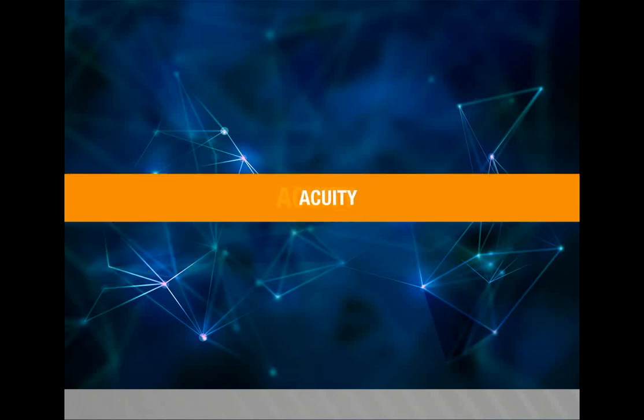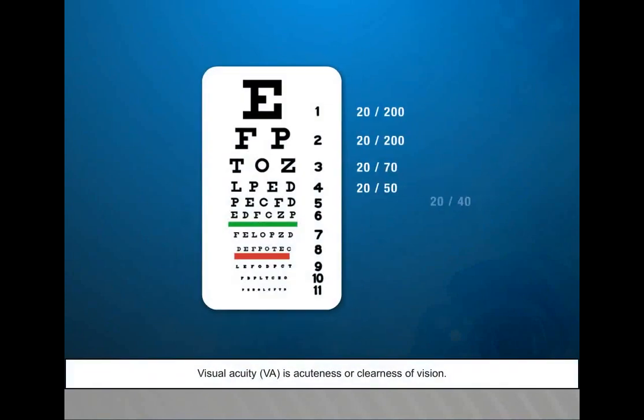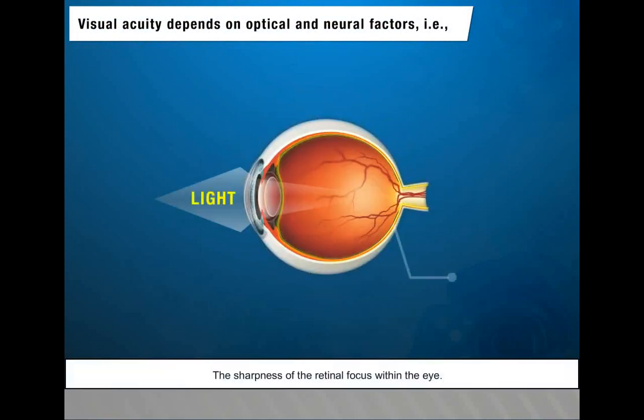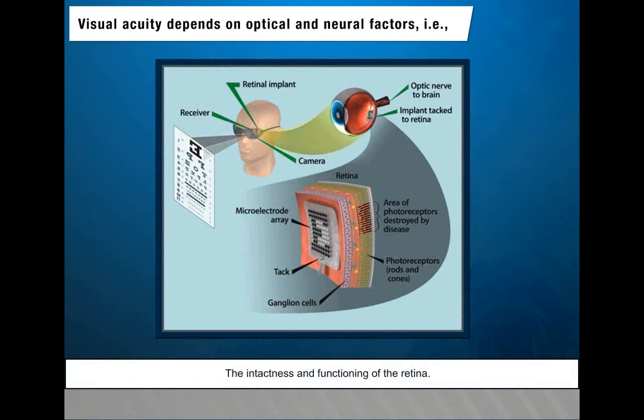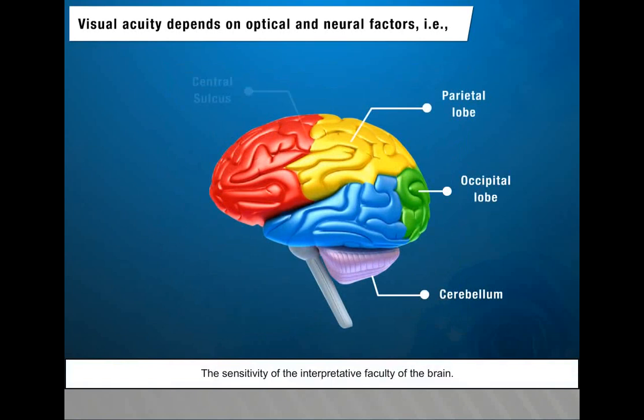Acuity. In this video, we are going to see about acuity. Visual acuity, VA, is acuteness or clearness of vision. Visual acuity depends on optical and neural factors, that is, the sharpness of the retinal focus within the eye, the intactness and functionality of the retina, and the sensitivity of the interpretative faculty of the brain.